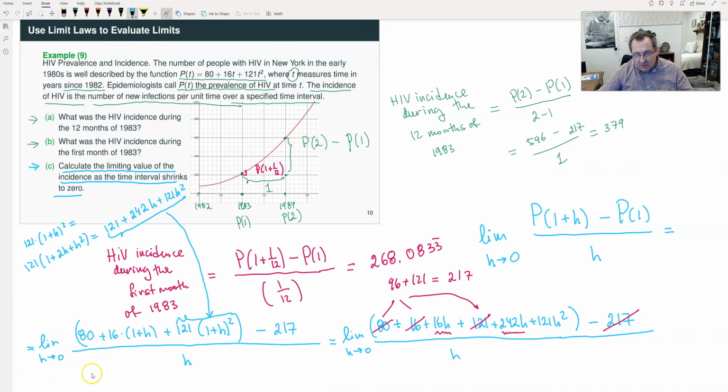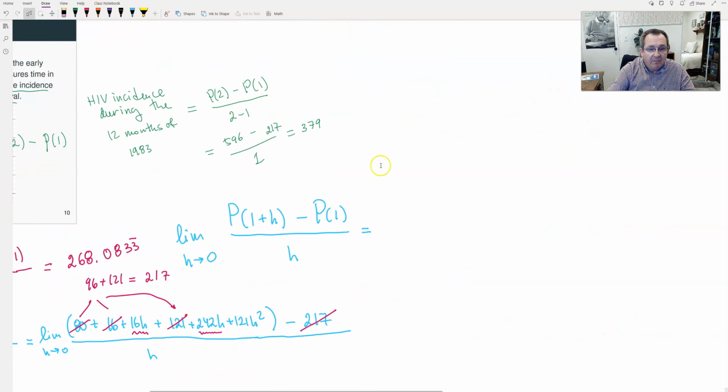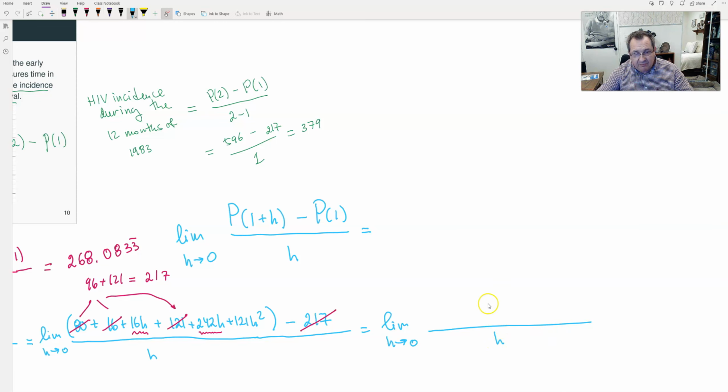So what I'm going to do next, I'm going to shift things a little bit to the right so that I can continue working. Let me continue writing this expression. So I'll have limit as h approaches 0. In the denominator, I'll have h. In the numerator, I have 16 plus 242, it gives me 258h plus 121h squared.